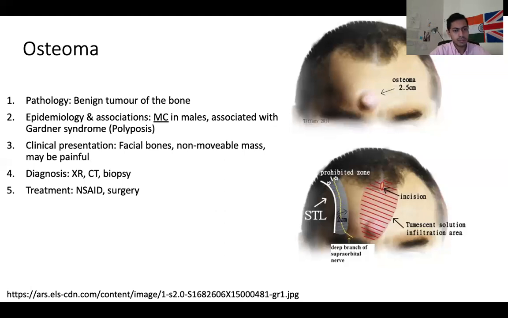Treatment, we can treat them usually with an NSAID or maybe even paracetamol sometimes, and surgery is only if there's a bit of pain or there's some aesthetic reason for removal of the mass. And this image below actually shows the approach to taking out one of these tumors.